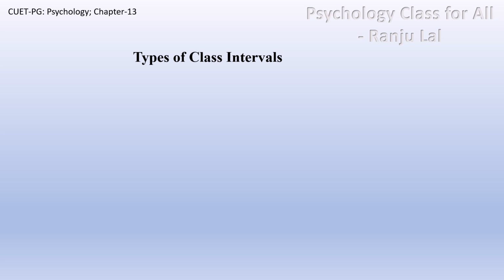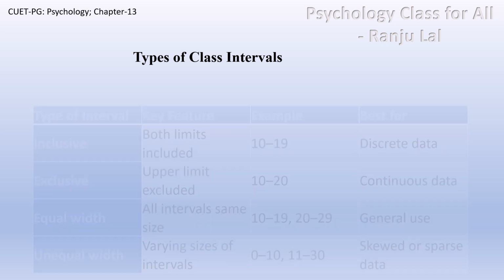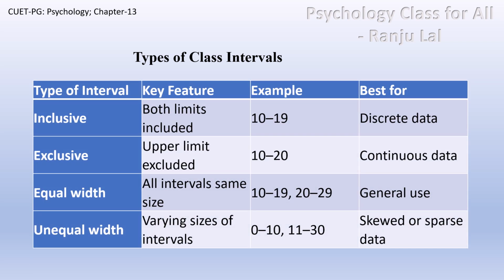Now, about the types of class interval. There are several ways to classify class intervals. The two most important are: first, based on inclusivity, namely inclusive and exclusive class intervals. An inclusive class interval has both lower and upper limits, and it is used for discrete data, for example, number of therapy sessions.